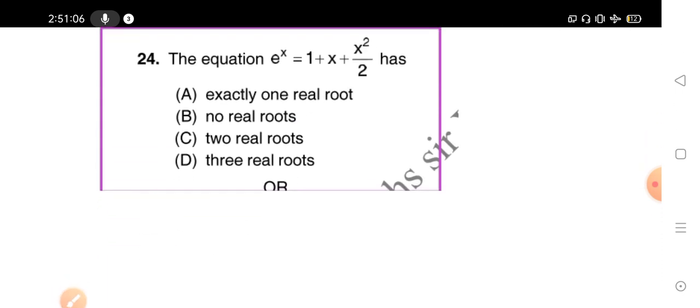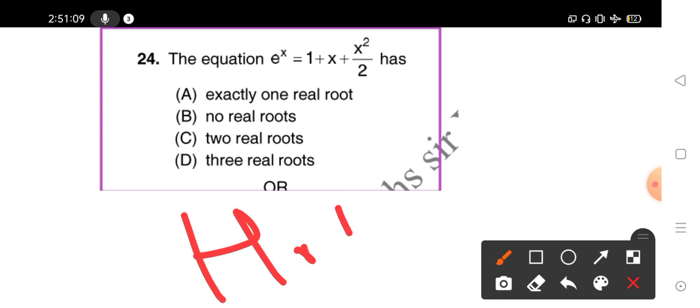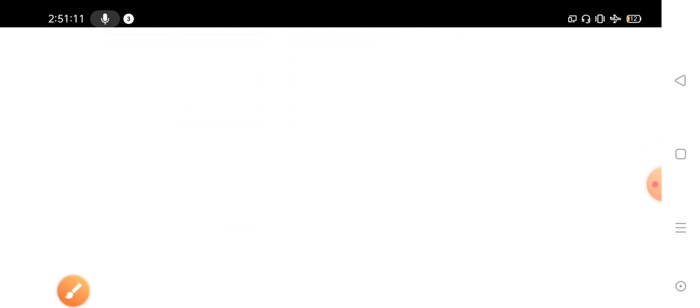Next question. This is for your homework. This is the last question of real analysis.